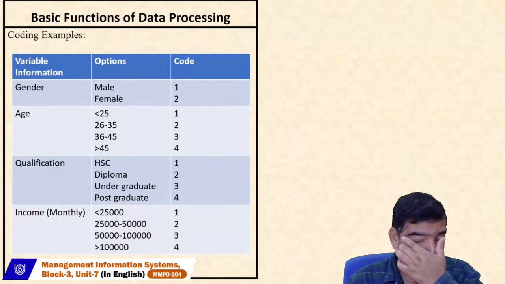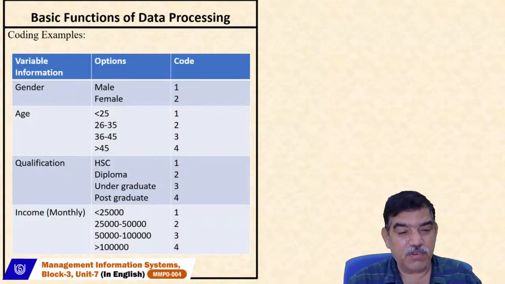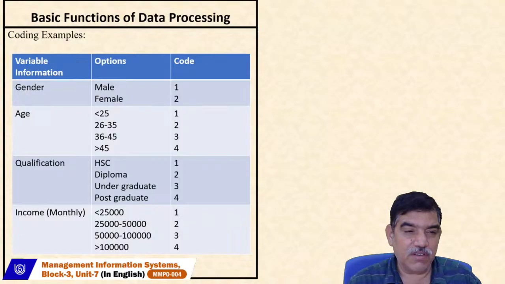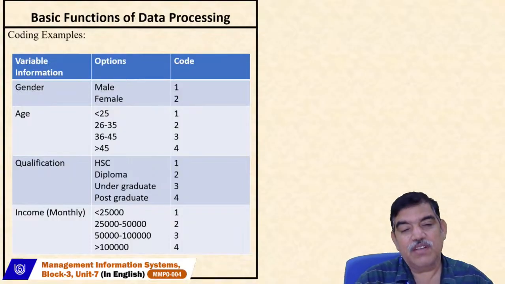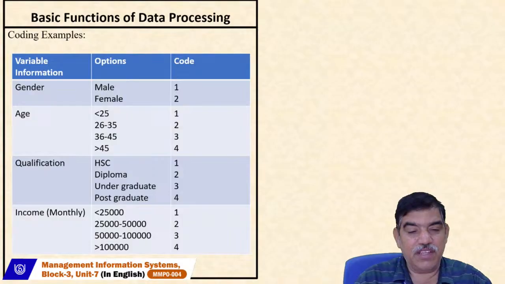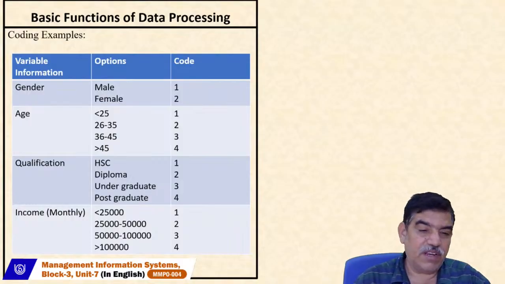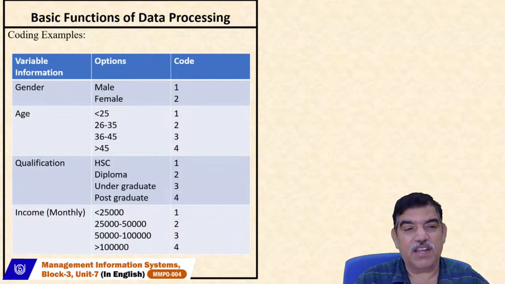Similarly, qualification: HSC, diploma, undergraduate, postgraduate. And the codes we have mentioned: HSC pass out means 1, diploma pass out means 2, undergraduate pass out means 3, and postgraduate pass out means 4. So these are the qualifications; we have to categorize and put the code. Income monthly, similarly: less than 25,000, 1; 25,000 to 50,000, 2; 50,000 to 1 lakh, that is 3; and above 1 lakh, that is 4. So different categories are there, that is one of the coding.